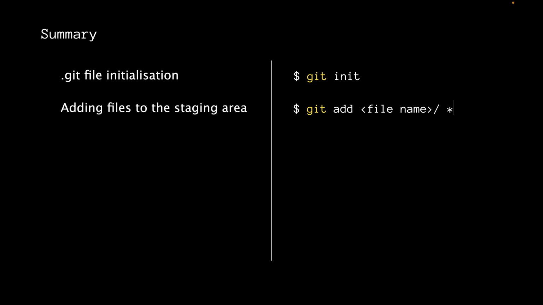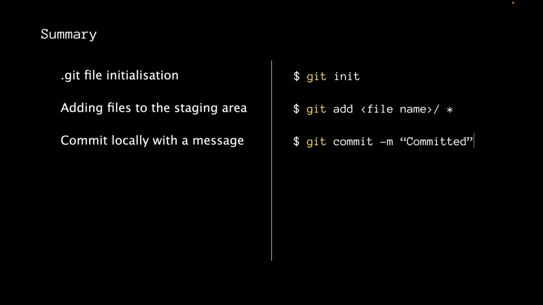Summary: the git initialization command is git init. Adding files to the staging area is git add and the file name particularly, or you can say git add star or git add dot to add all the files of your project to the staging area. And then to commit locally with a message, you can say git commit -m and your commit message.